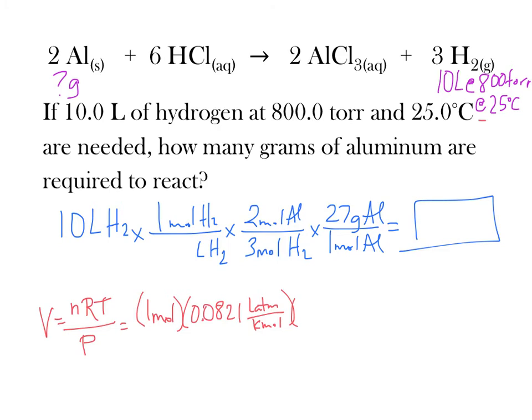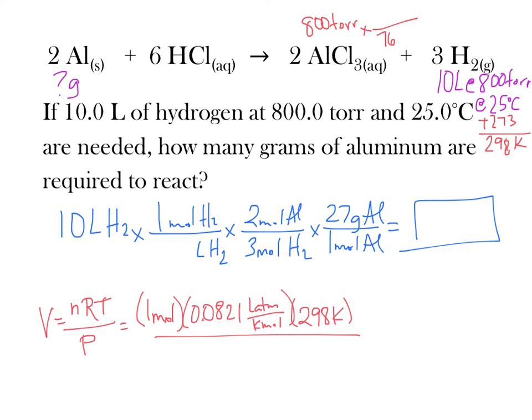Temperature, 25 plus 273, is equal to 298 K. So 298 K. Pressure, 800 torr. And there's 760 torr in 1 atmosphere, which is equal to 1.05 atmospheres. So working out this problem will tell me what the volume is of 1 mole at this temperature and pressure instead of standard temperature and pressure.